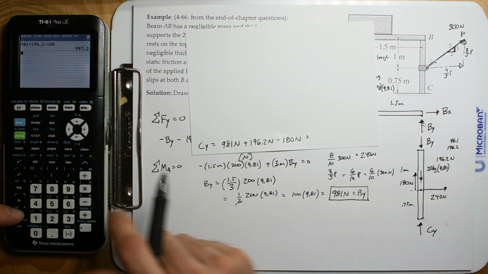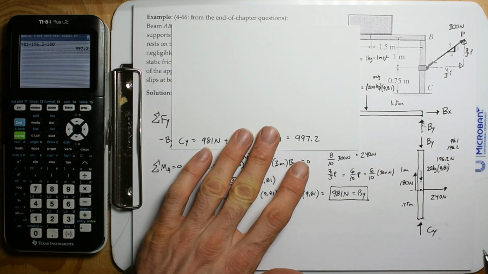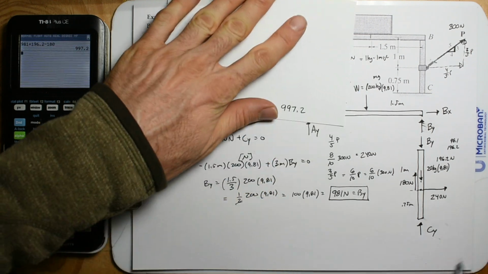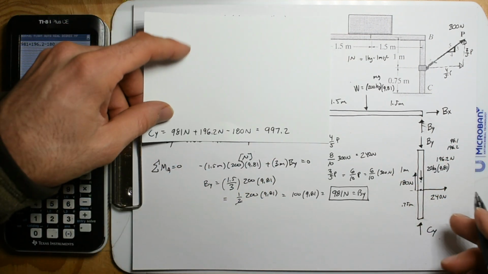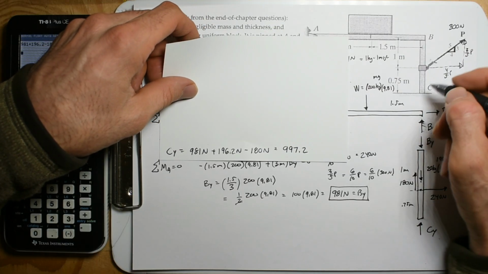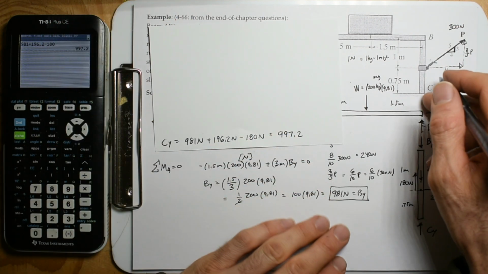So this comes to 997.2. Alright, so now that we found our CY and BY, keep that in mind, because those are the normal forces at those frictional joints. And so we have a couple more forces here.